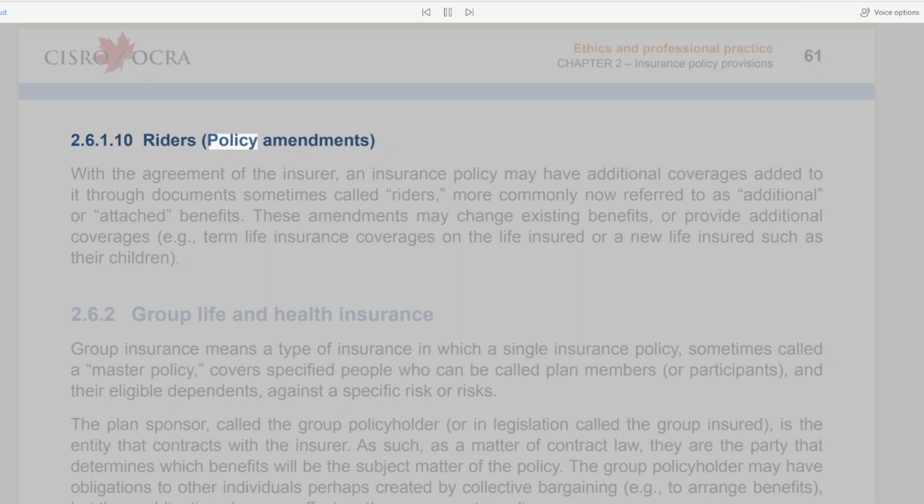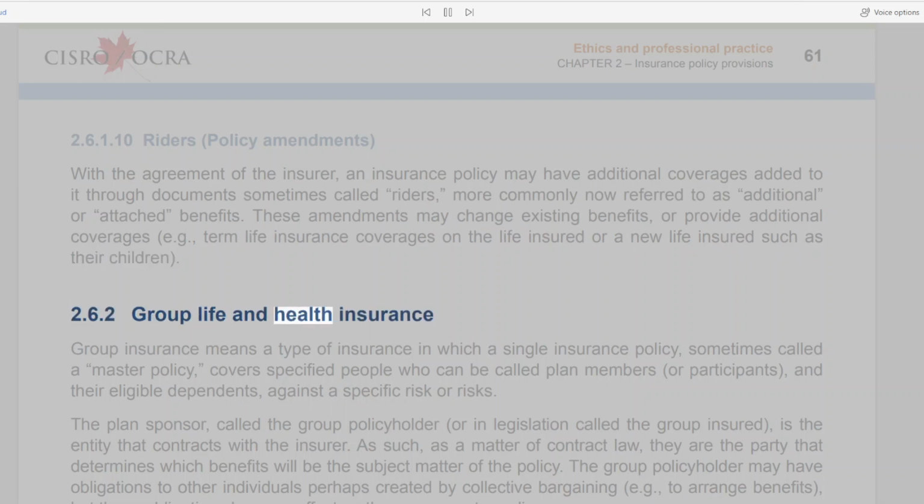2.6.1.10 Riders, Policy Amendments. With the agreement of the insurer, an insurance policy may have additional coverages added to it through documents sometimes called riders, more commonly now referred to as additional or attached benefits. These amendments may change existing benefits or provide additional coverages, for example, term life insurance coverages on the life insured or a new life insured such as their children.